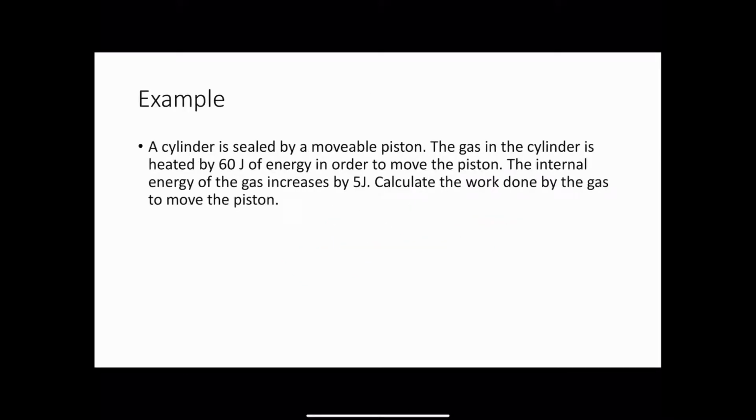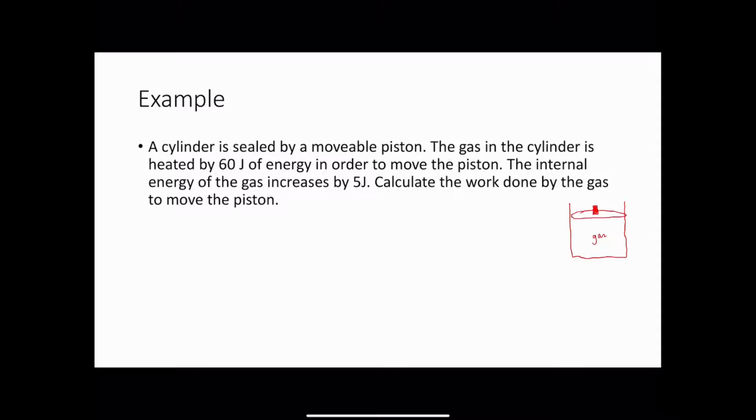So let's say, for example, that we have a cylinder that's sealed by a movable piston. In that instance, it might look something like this. Okay, so there's our piston, which is our little circle with our little bit that I've just coloured in there. That can move up and down, and that's trapping our gas inside of our cylinder.